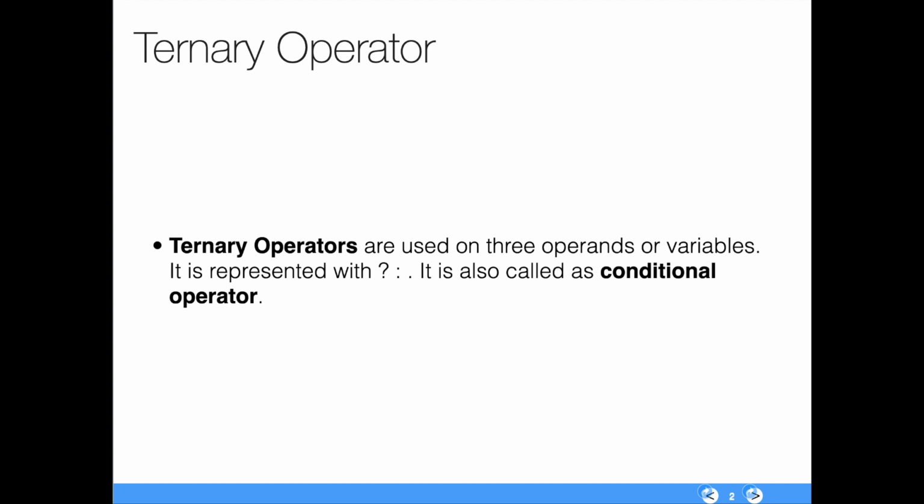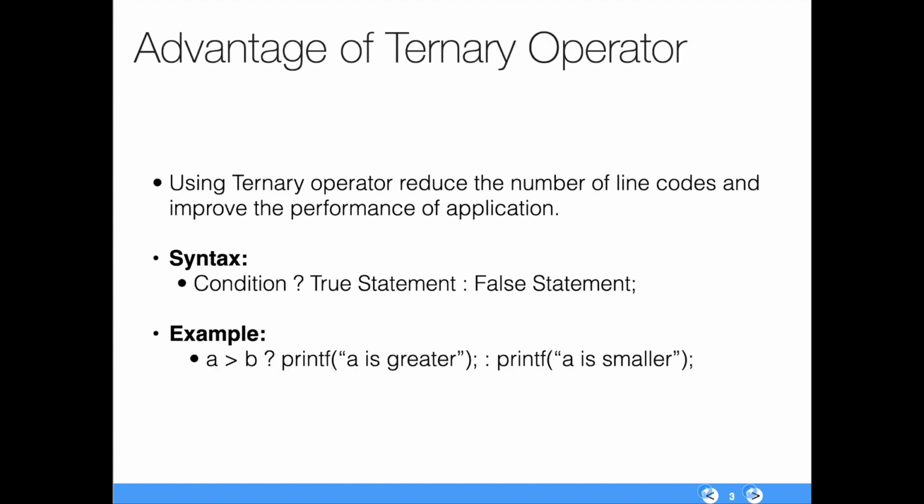Then the second operand is the true statement that we would like to execute when that condition becomes true. Then the third operand is the statement that we would like to execute when that condition becomes false. Let's look at the advantages of the ternary operator. Using the ternary operator, we can reduce the number of lines in our program. It allows us to write very condensed code instead of expanding into multiple lines.